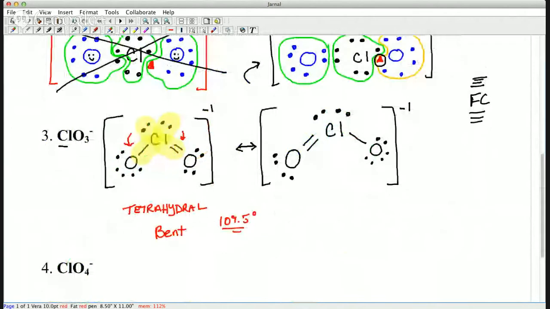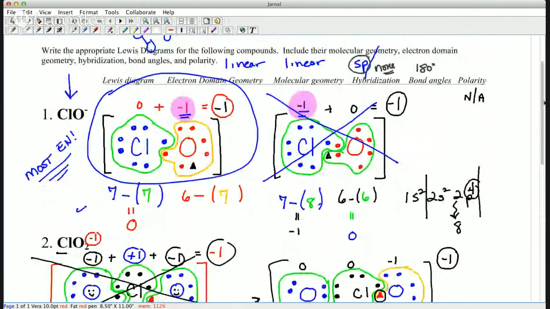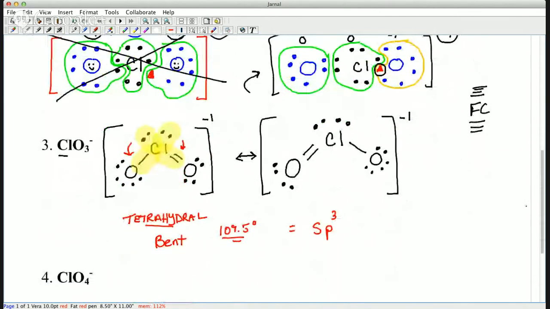And the hybridization. Obviously, if you're in a tetrahedral family and you have 1, 2, 3, 4 pairs of electrons, then it must have been an S and 3 P's come together. So this is sp3 hybridization. And the bond angle is 109.5, but less than that, as we talked about. And of course, polarity is non-applicable.